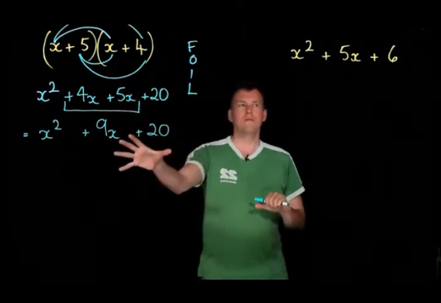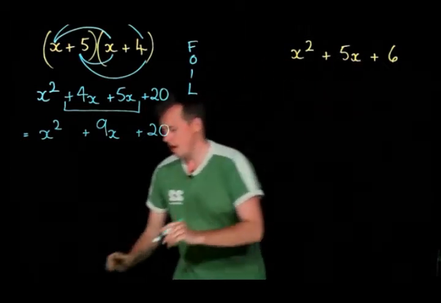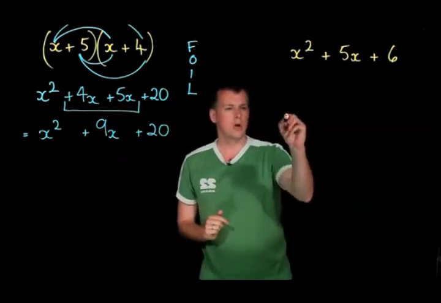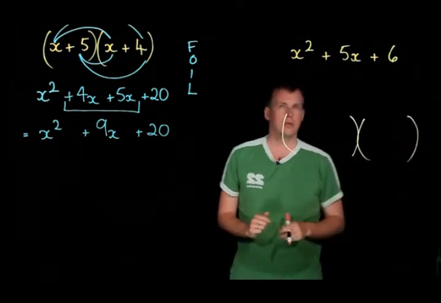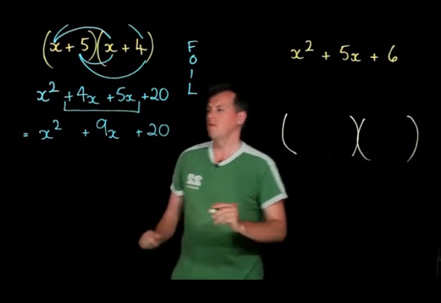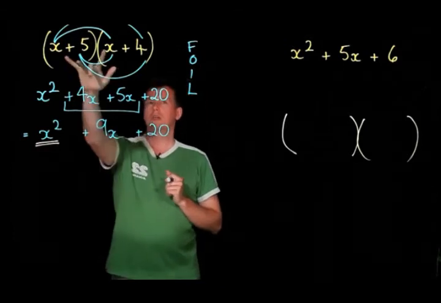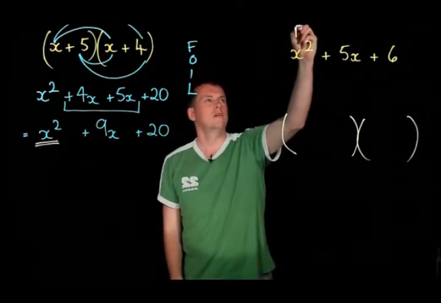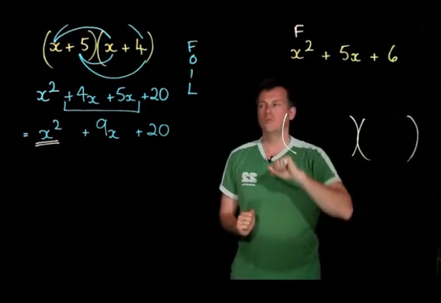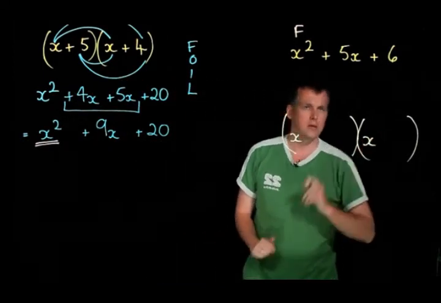Now, thinking about what we've done here, and starting with an expression, we have to go in reverse. We're looking at factorizing, which ultimately means we want to end up with this expression in double brackets. If we look at what we did when we expanded, this x squared term here came from multiplying together the first two terms, the F of FOIL. Because we've got x squared, in a similar way as we had x squared over here, our first two terms in each of the brackets must be x.